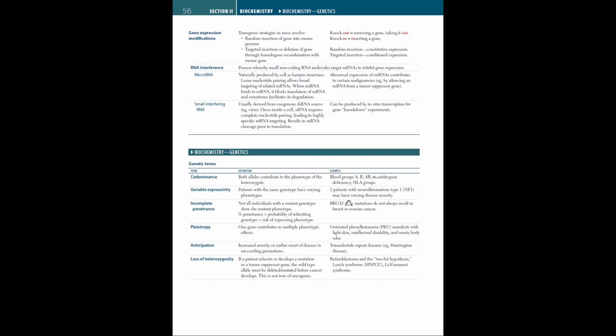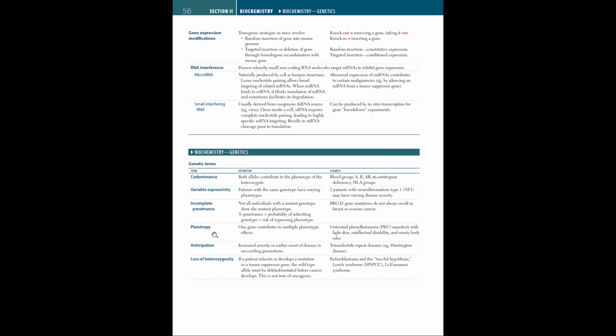Then there's incomplete penetrance, where not all individuals with a mutant genotype show the mutant phenotype. The percentage of penetrance times the probability of inheriting the genotype equals the risk of expressing the phenotype. For example, BRCA1 gene mutations do not always result in breast or ovarian cancer.